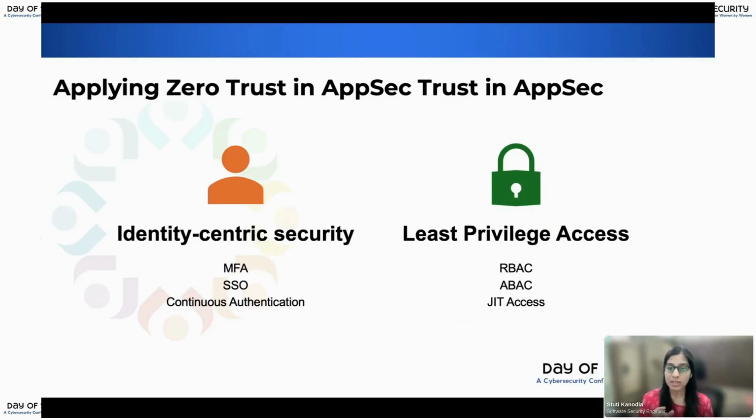We have to attach an attribute to a specific user to make sure they can only access a specific set of files only. So attribute based access control is more granular than role based access control. Now coming to the third point, that is JIT access. So JIT access is just in time access. Nowadays, many organizations rely on just in time access.